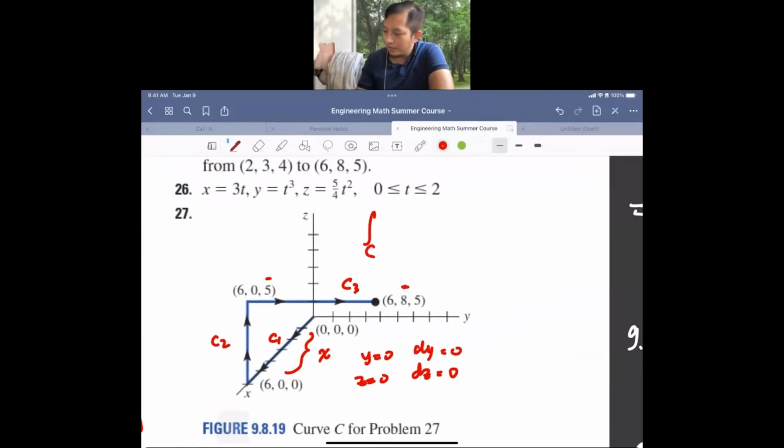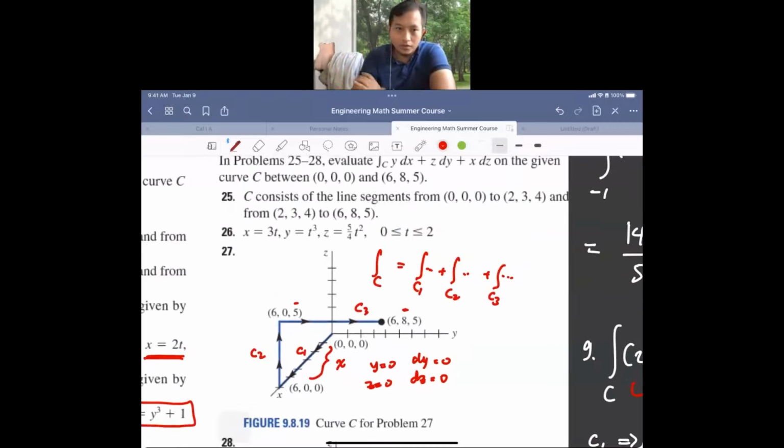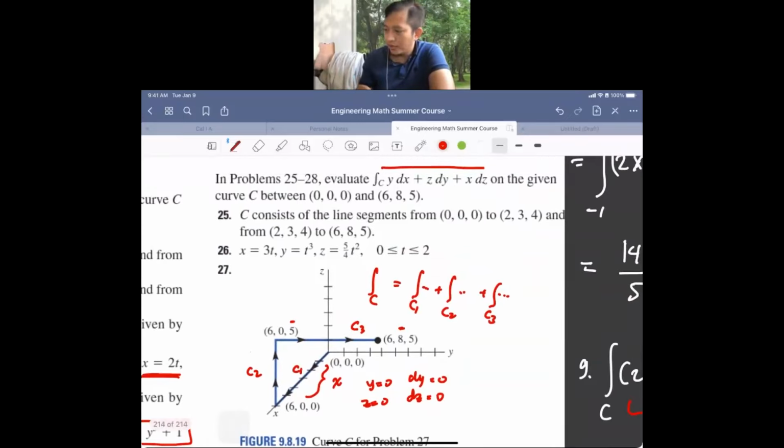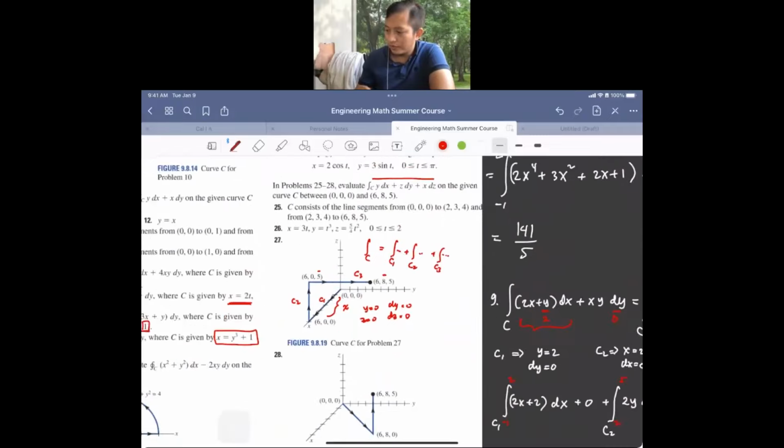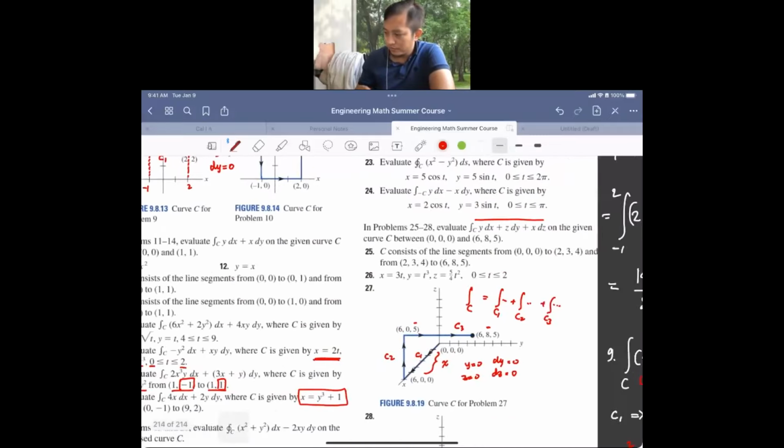So we are having the line integral, taken into c1, c2, c3. The question is, you just need to define what is changing, right? And then what terms you need to substitute, okay? 26 is practically the same. I think this is all the same as the previous one.